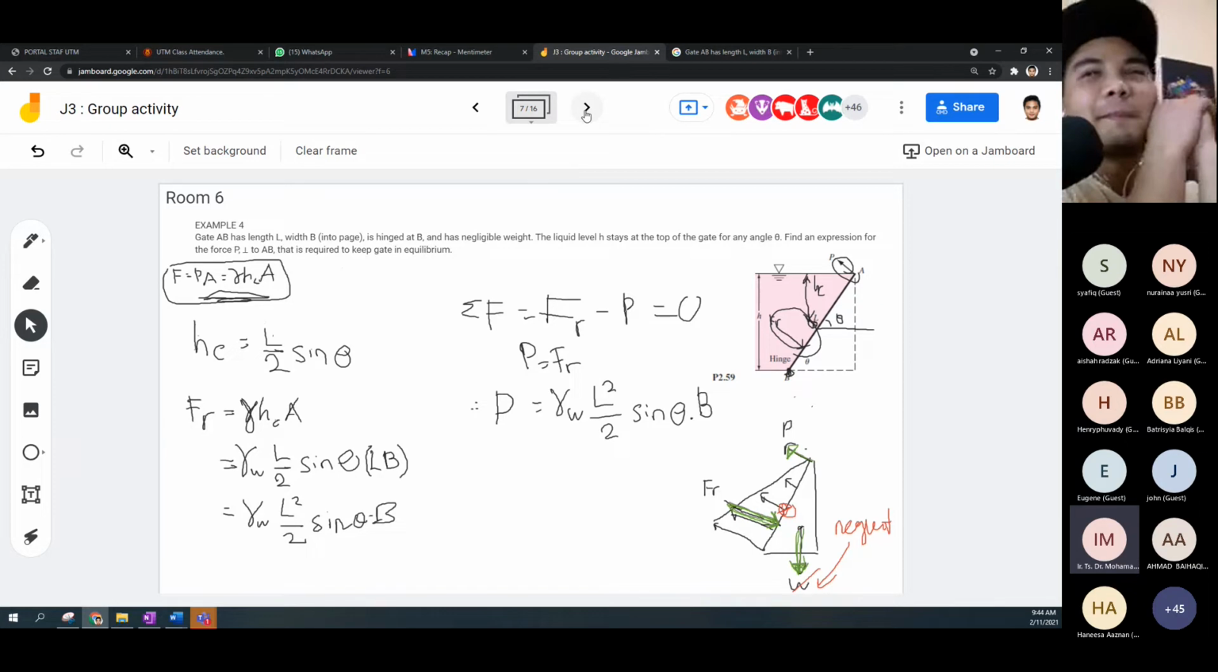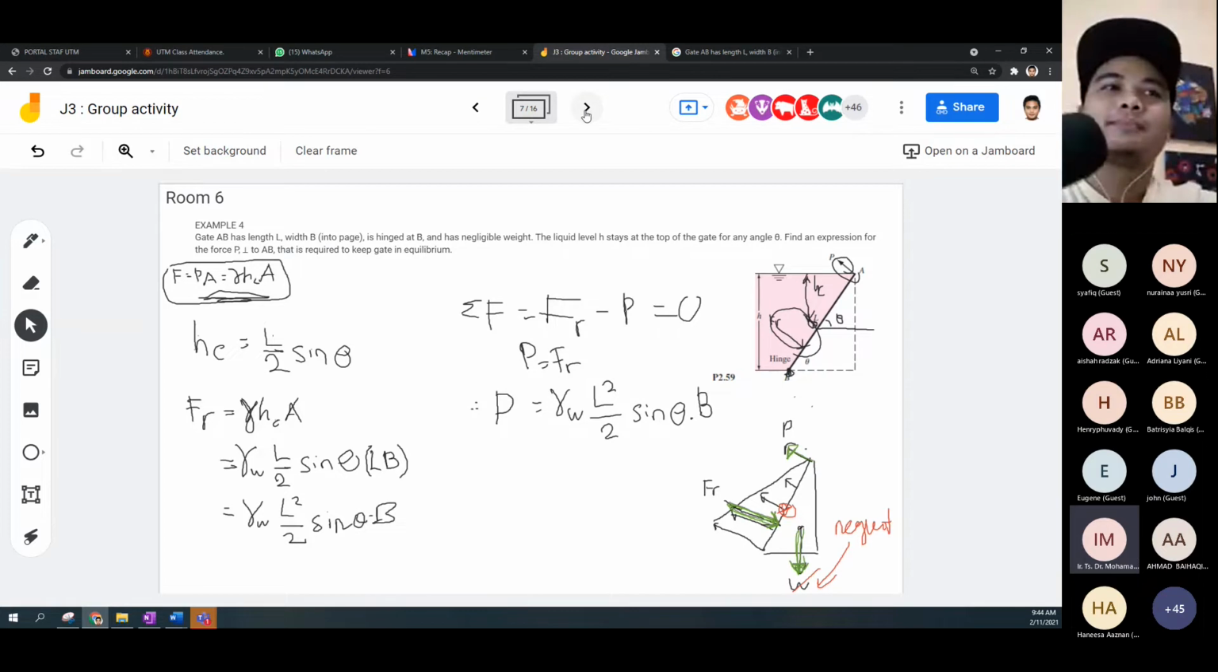Firstly, we draw the free body diagram to determine the forces. So we have P, FR, and the weight, but we neglect it. For the summation of forces, we do FR minus P equal to zero, because to keep the gate in equilibrium. Why FR minus P equal to zero? Because it says find an expression for the force P to AB that is required to keep the gate in equilibrium. So, zero.